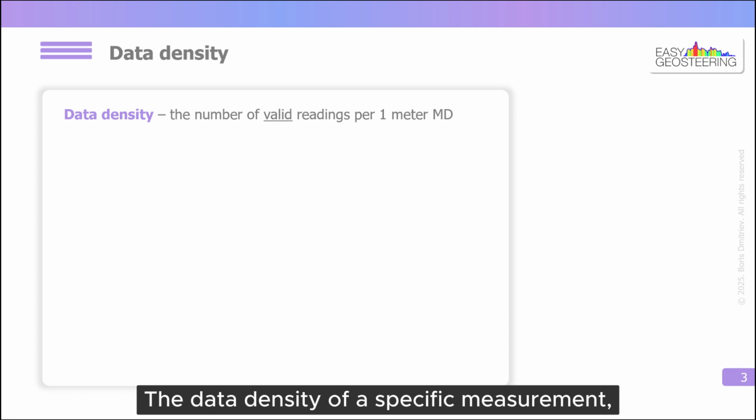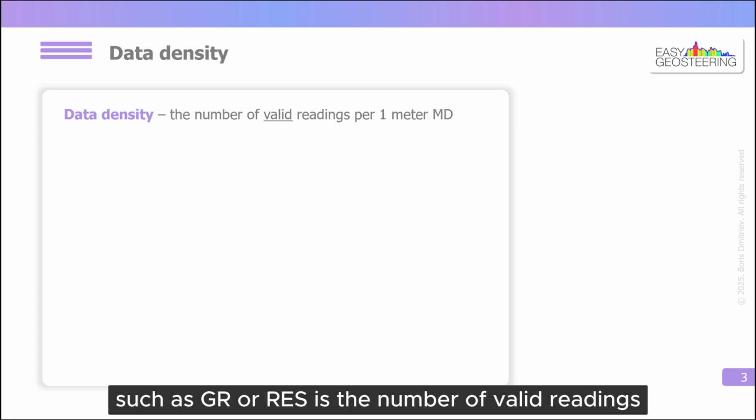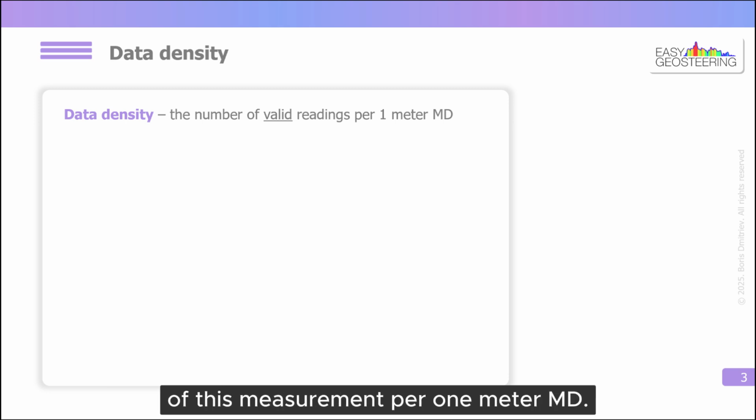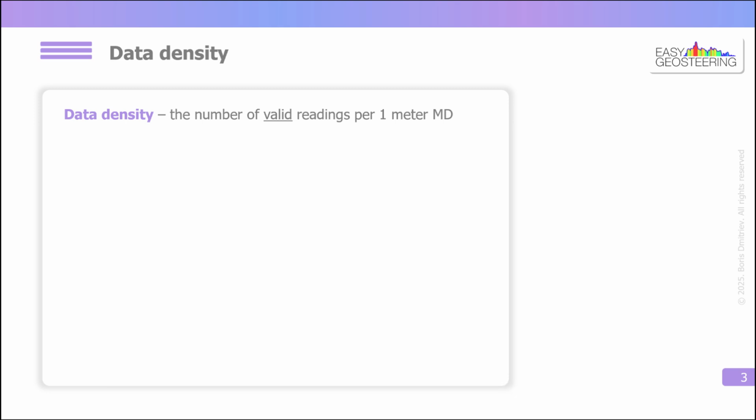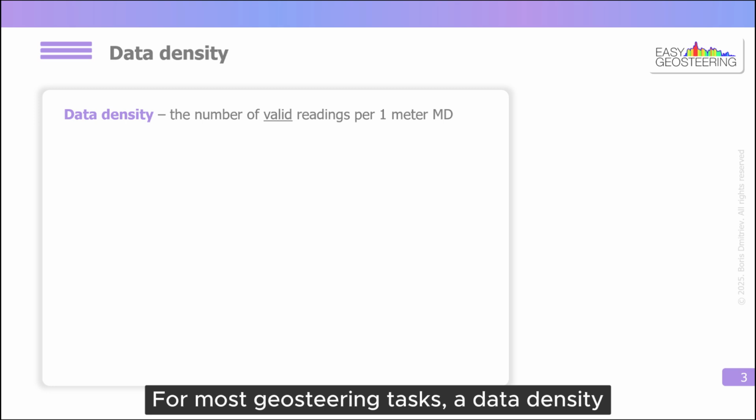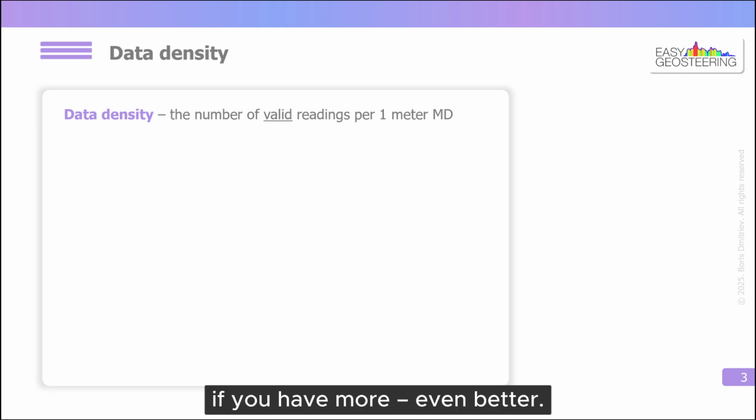The data density of a specific measurement, such as gamma ray or resistivity, is the number of valid readings of this measurement per 1 meter MD. For most geosteering tasks, a data density of 2-3 valid points is perfectly sufficient. If you have more, even better.